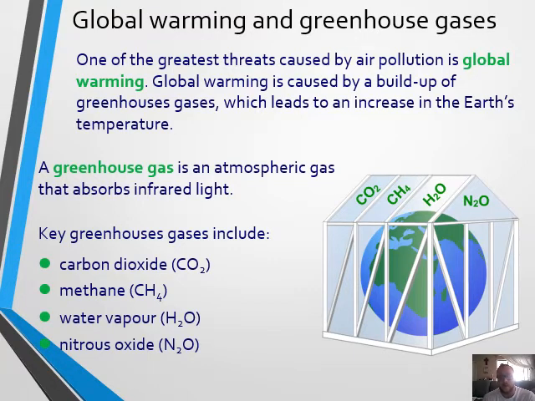So the key greenhouse gases include, you need to know these: carbon dioxide, methane, water vapor, and nitrous oxide. Okay, don't call it dinitrous oxide. Don't be weird. Just call it nitrous oxide. The stuff that people put in cars to make their cars go faster.